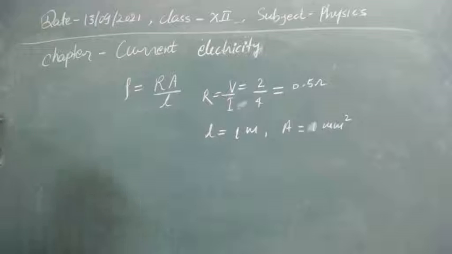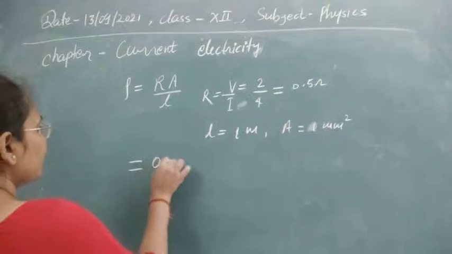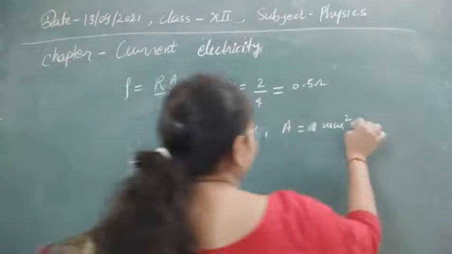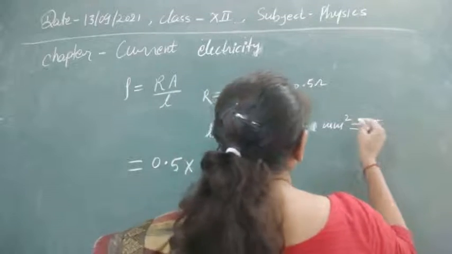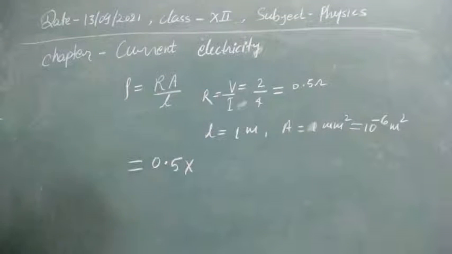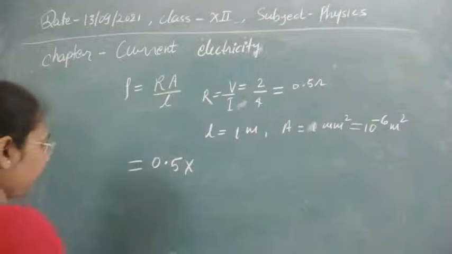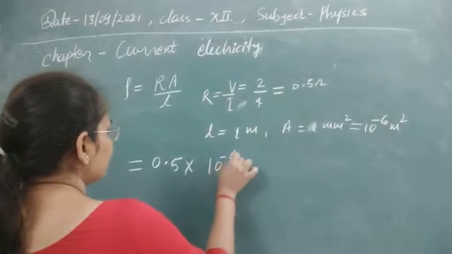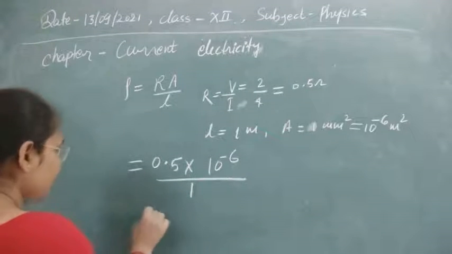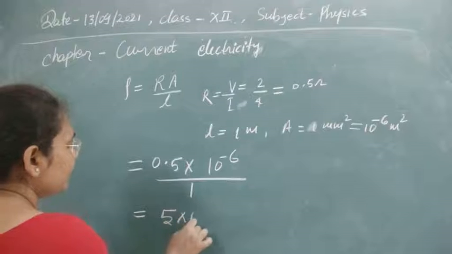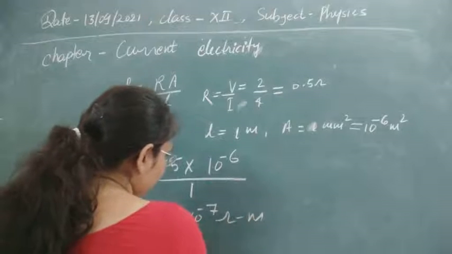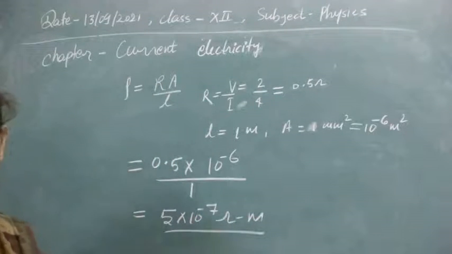Now let's put all the values in our question. R has value 0.5, area has value 1 mm square, and 1 mm square, you know, is equal to 10 to the power minus 6 meter square. L has value 1 meter. So finally what will we get? We will get 5 into 10 to the power minus 7. This is the resistivity of the nichrome wire, for which the description is given in our question.